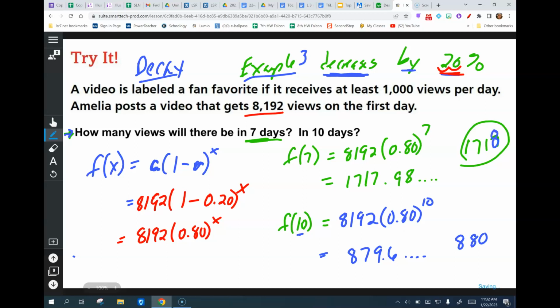Okay, but anyway, this one's a fan favorite. Is this one a fan favorite? No, it is not. But that's how we use a decay function. They're going to tell us information. The one in the book, I'll show you later on how we're going to do that using Desmos.